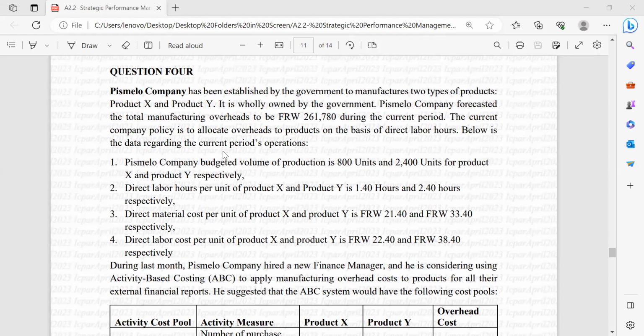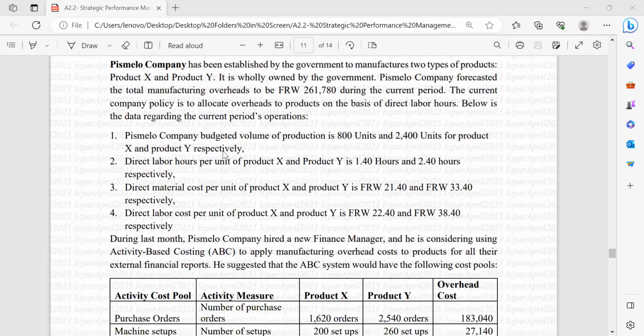They are saying that the current company policy is to allocate overhead to products on the basis of direct labor hours, which means also absorption costing. Then below is the data regarding the current period's operation. Pismero company's budgeted volume of production is 800 units and 2,400 units for product X and product Y respectively.